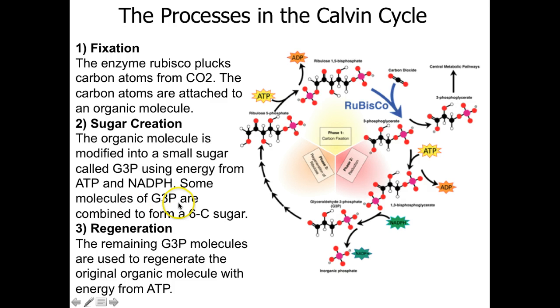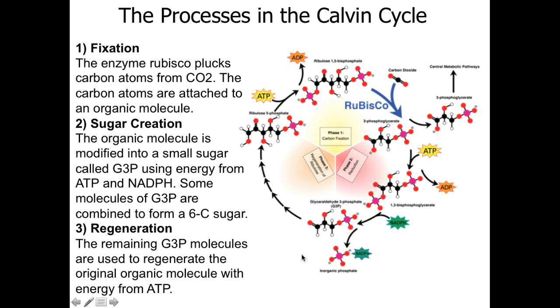Fixation, where this enzyme, rubisco, is going to take the carbon atoms from the carbon dioxide that's coming in and attach it to make an organic molecule, a 3-carbon molecule called glyceraldehyde 3-phosphate. It's going to happen in a series of steps, and we're going to wind up with these molecules of G3P, or glyceraldehyde 3-phosphate.